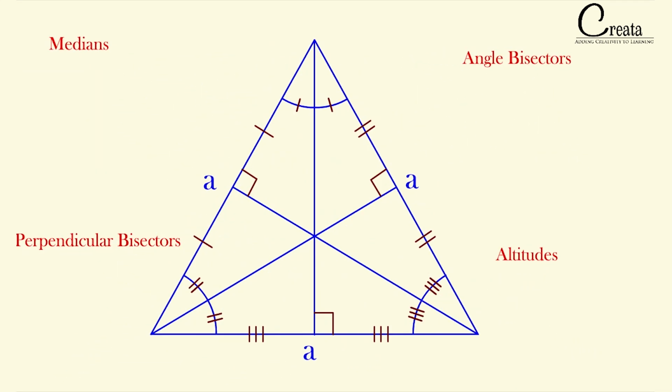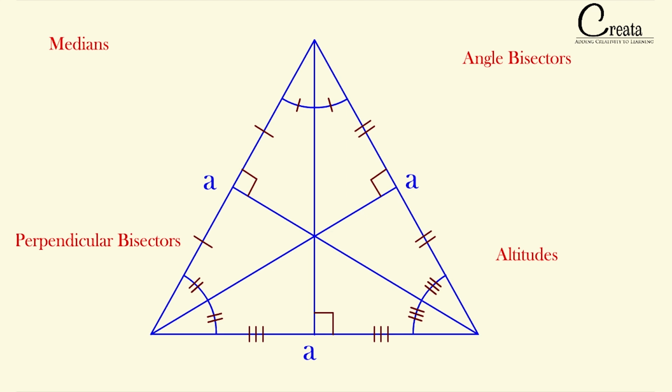Now the observation is that all these line segments are overlapping each other. It means that for an equilateral triangle, all these line segments are the same. That is, medians, angle bisectors, perpendicular bisectors and altitudes are the same for an equilateral triangle. They are overlapping with each other. Got it? This is one of the important observations for an equilateral triangle. All the segments of a triangle are the same.